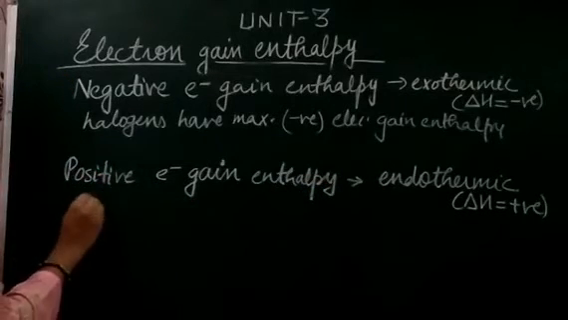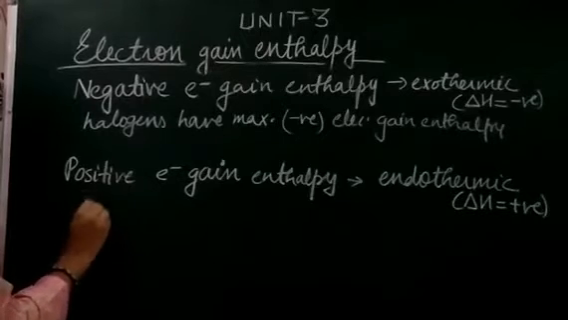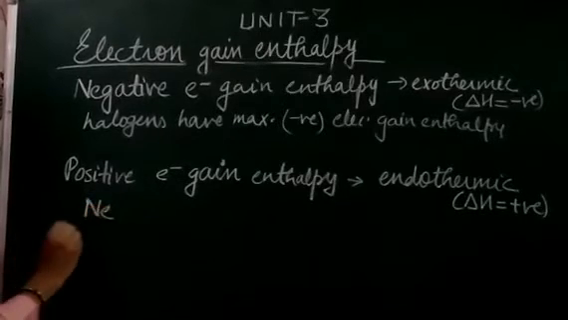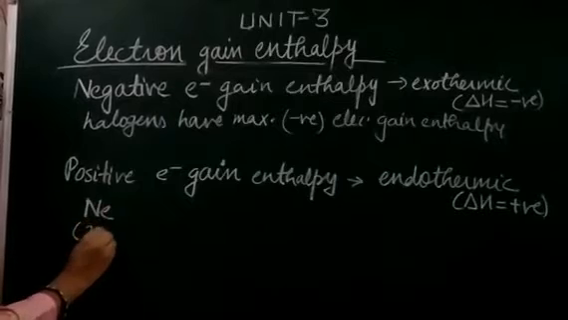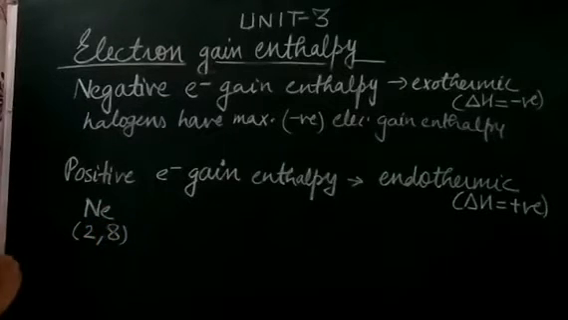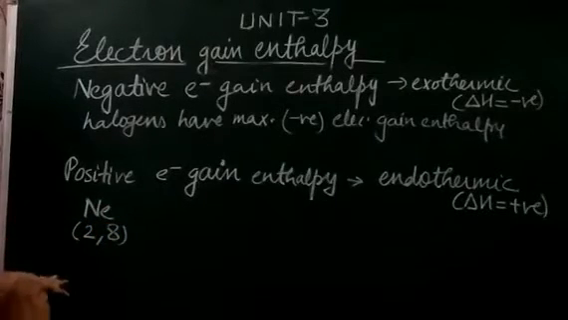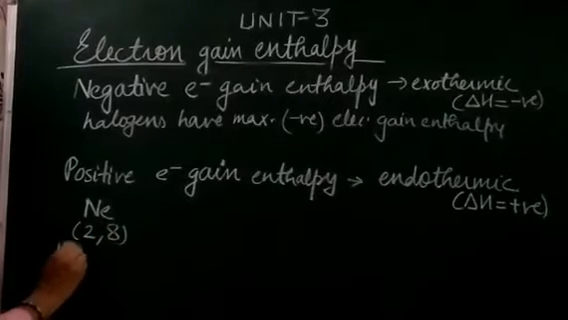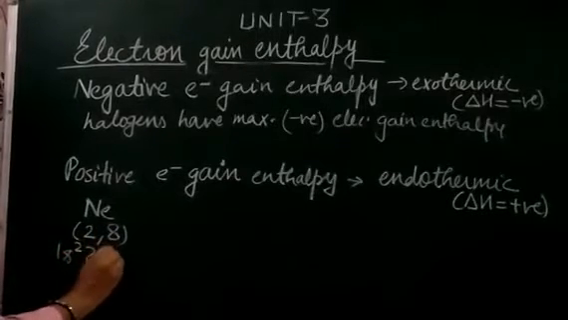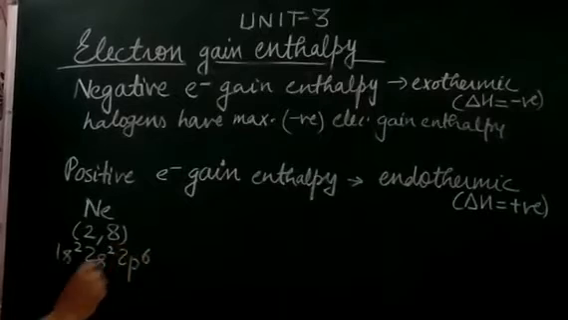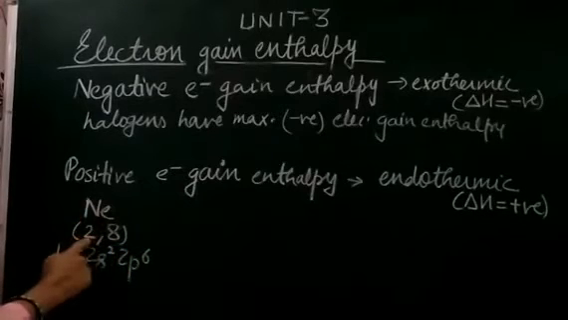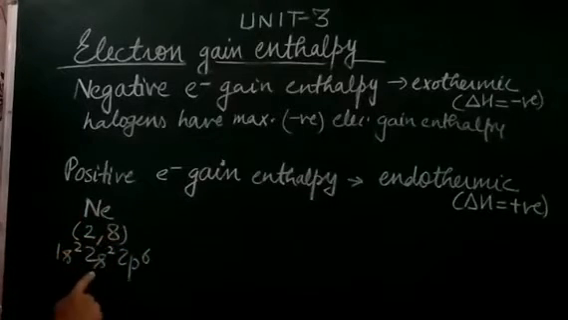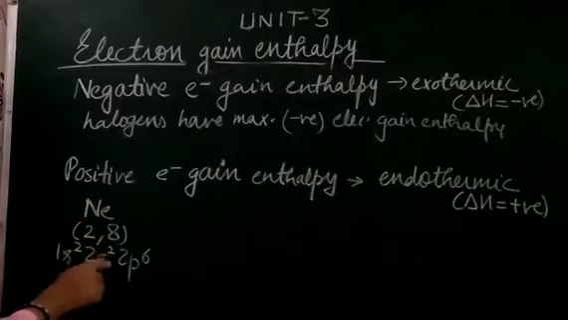Now let's take an example here, neon, right? So we know that the neon has got the stable electronic configuration. It is 2, 8. If you want, you can write down the configuration in this way also: 1s2 2s2 2p6. I have written it in a condensed form. It's 1s2 2s2 2p6. This is the second shell being completely filled.